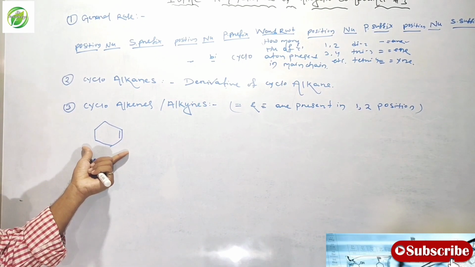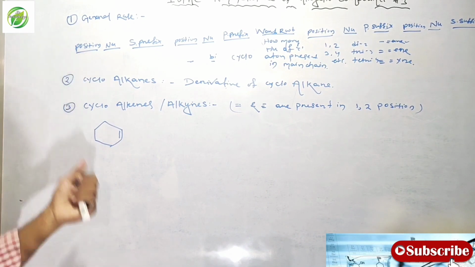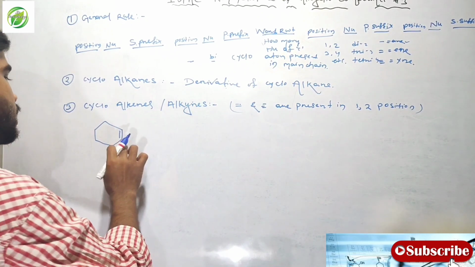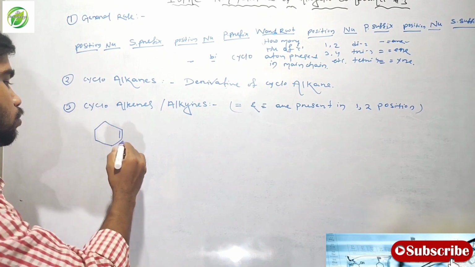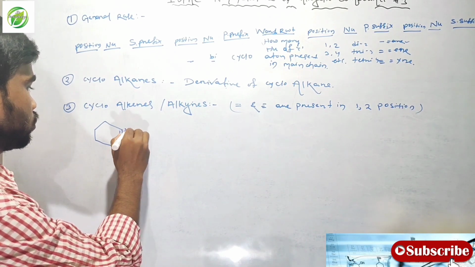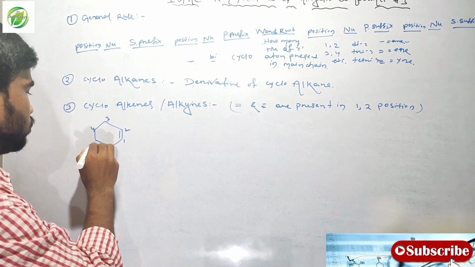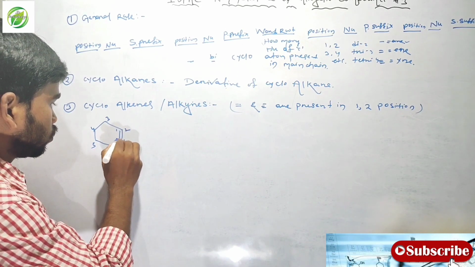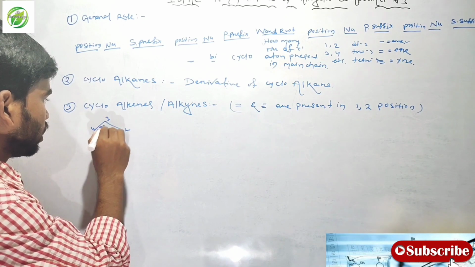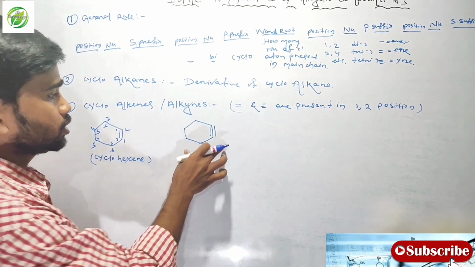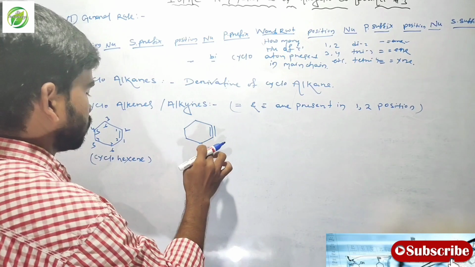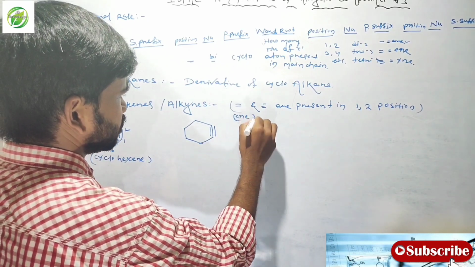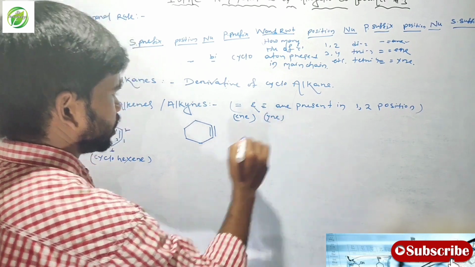Friends, in this case we follow these general rules and numbering, with a little change to that numbering: this is 1, 2, 3, 4, 5, 6, and the other way there is 1, 2, 3, 4, 5. Friends, in these structures, this is a triple bond. For a triple bond, you use YNE. For a double bond, we use ENE. For a triple bond, we use YNE.